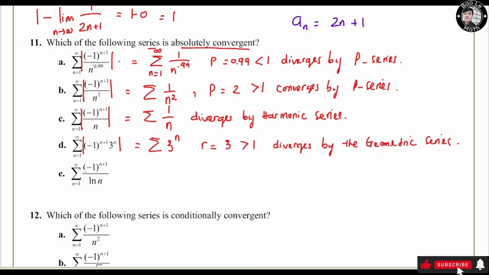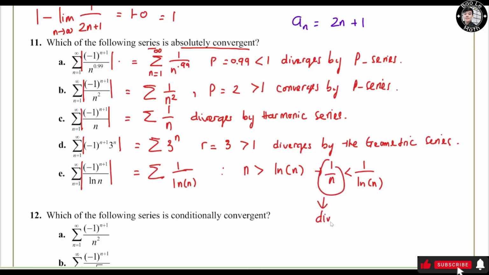And the last one, the absolute value of this one is going to be the series 1 over ln of n, right? Now we know that n is always greater than ln of n. Now I'm going to take the reciprocal, so 1 over n is always less than 1 over ln of n. Now this one right here diverges by the harmonic series test, right? So by the direct comparison test, this series right here diverges. So the answer must be B.